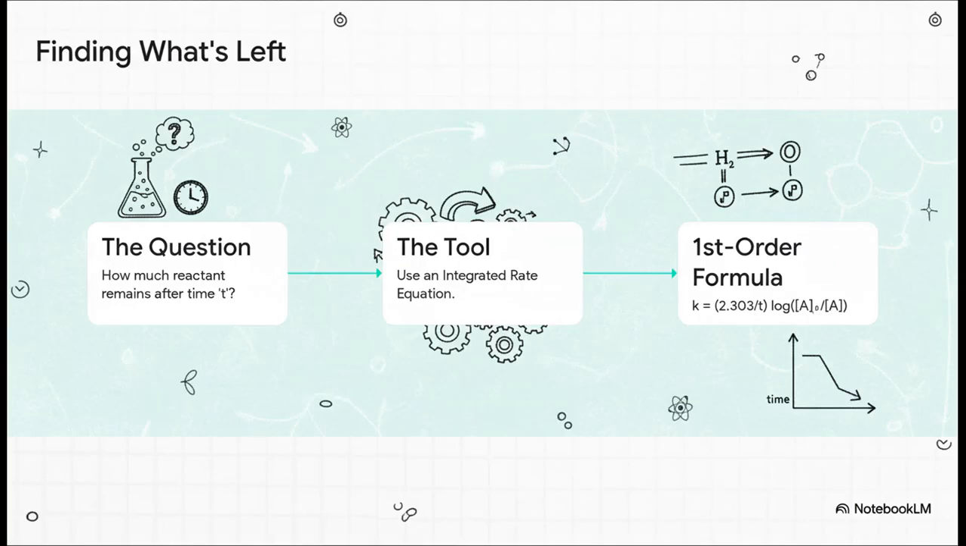It all starts with a super practical question, right? Like, hey, if I start this reaction now, how much of my stuff will be left in 10 minutes? The tool that answers that question is an integrated rate equation. I know, the formula might look a little intimidating at first glance, but its job is actually really simple. For a first-order reaction, this exact equation lets us pinpoint how much stuff is left at any moment in time.